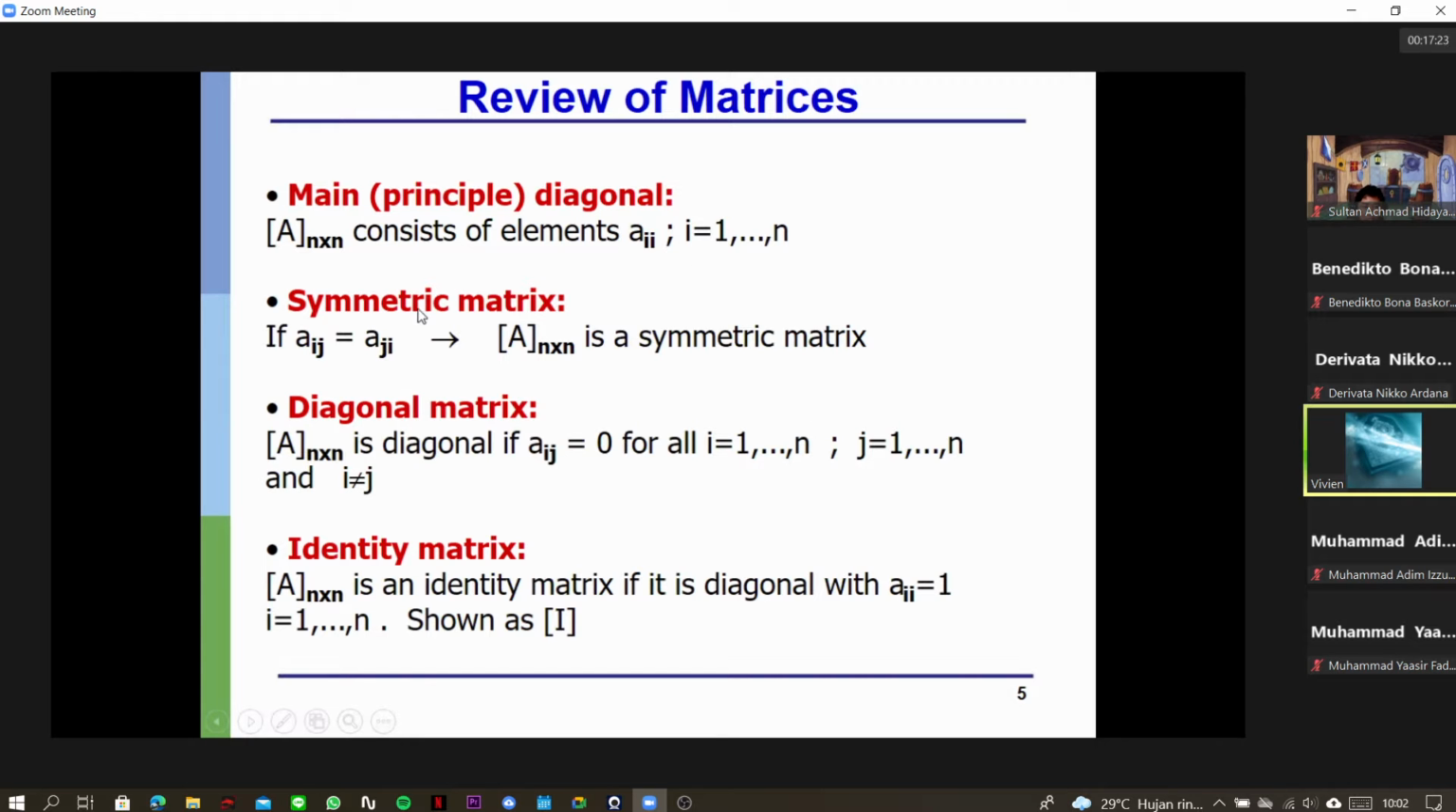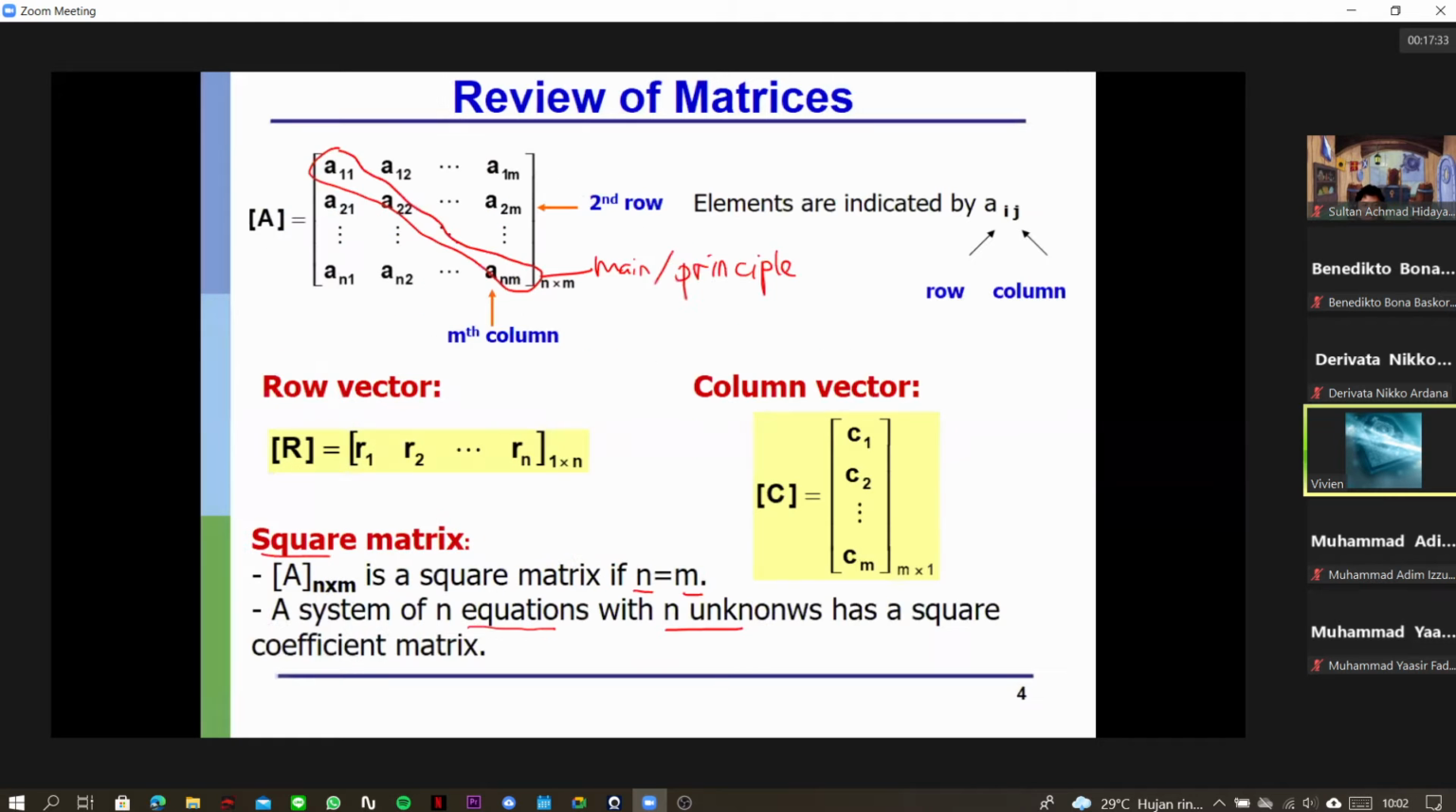And we have the term of symmetric matrix, if the values of the elements are symmetric with regard to the diagonal line. So say we have a symmetric matrix, it means that this diagonal acts as a mirror line, so the value here will be equal to the value here and so on. So this is called a symmetric matrix. A symmetric matrix is for a square matrix, in which it is symmetric with regard to the diagonal line.